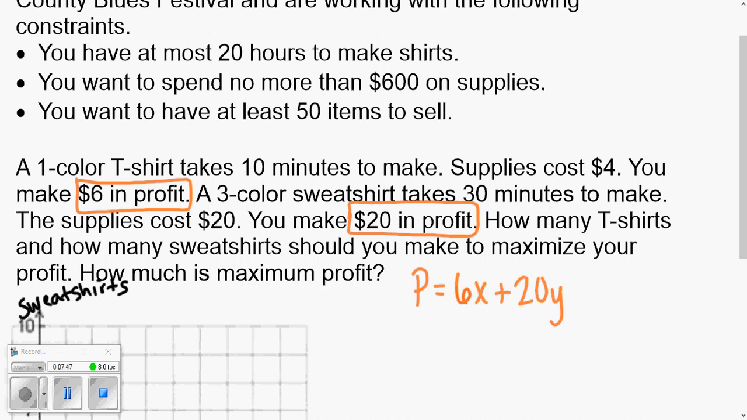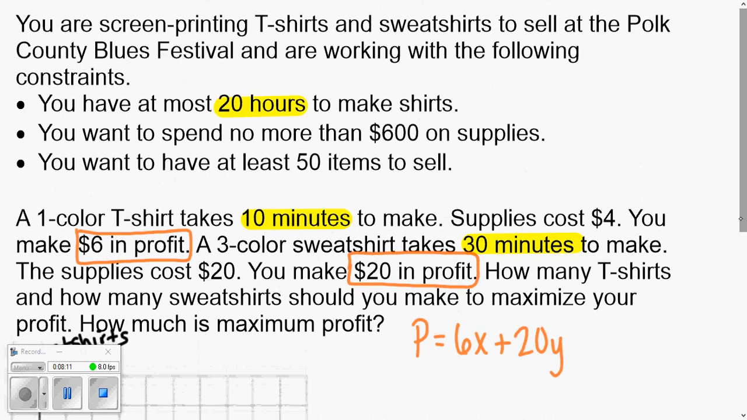Okay, first constraint I see, and they listed them in a bullet format for you, which is kind of nice. I have at most 20 hours to make shirts. Here's the tricky part about the 20 hours business. They tell me it's 20 hours to make them, and then later on they say it takes 10 minutes to make those and 30 minutes to make those. Hours and minutes don't match. So before I keep going, I'm going to say, okay, 20 hours is 1,200 minutes. 60 minutes in an hour times 20 is 1,200.